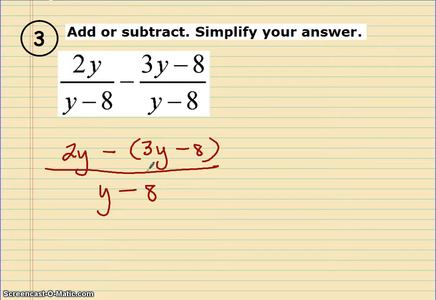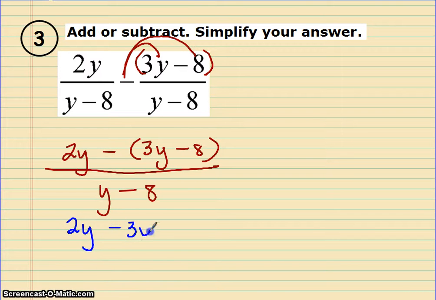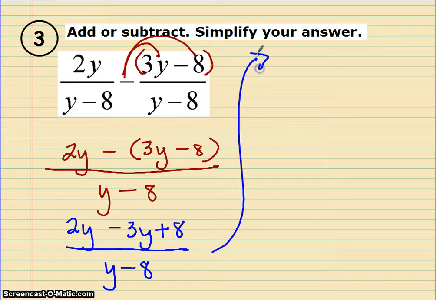And our denominator will just be y minus 8. So we've got to be really careful right here to treat that as a group and make sure we distribute. I've written it this way. You can distribute from there, but I want it down here. So I've got 2y minus (3y plus 8) over y minus 8. Now I will continue up here. I'm out of room at the bottom of my screen. I end up with negative y plus 8 over y minus 8.